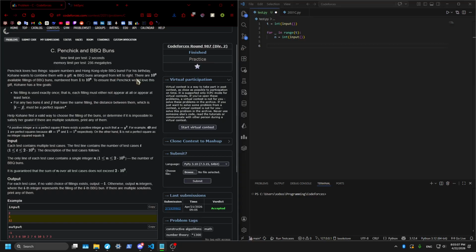To ensure that Penchick would love this gift, Kohane has a few goals. No filling is used exactly once. That is, each filling must either not appear at all or appear at least twice. And for any two buns, I and J, that have the same filling, the distance between them must be a perfect square. And so, what is this saying?